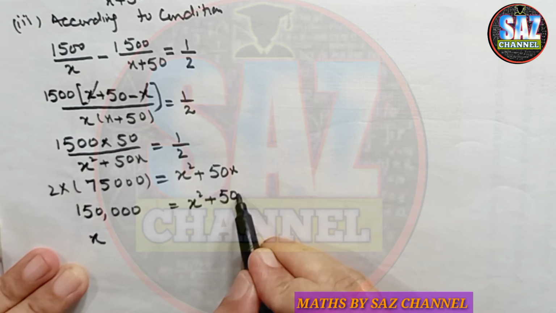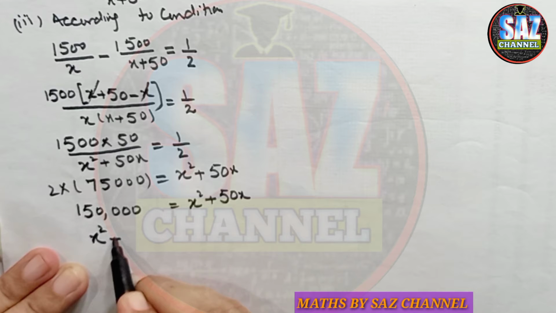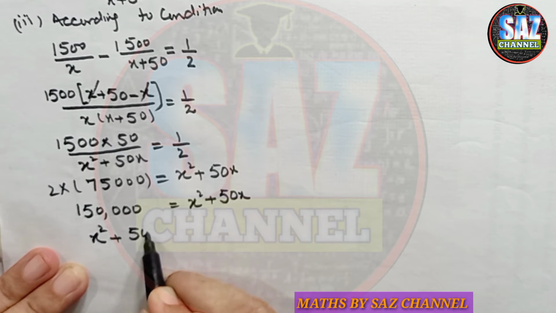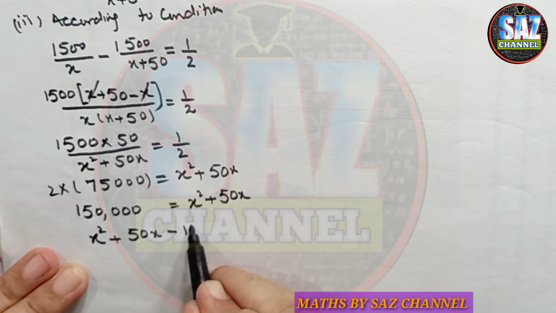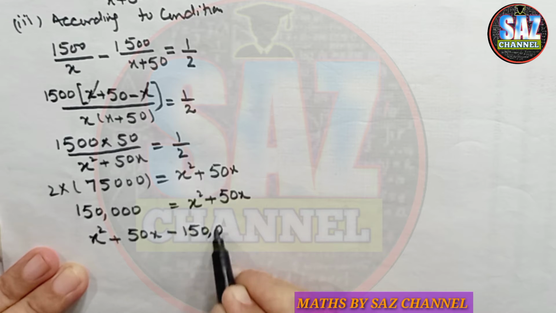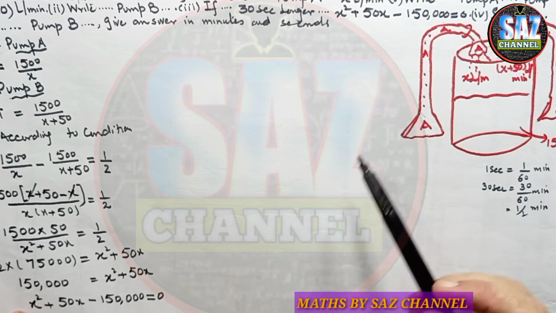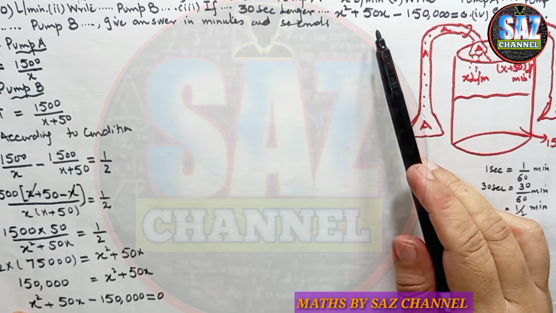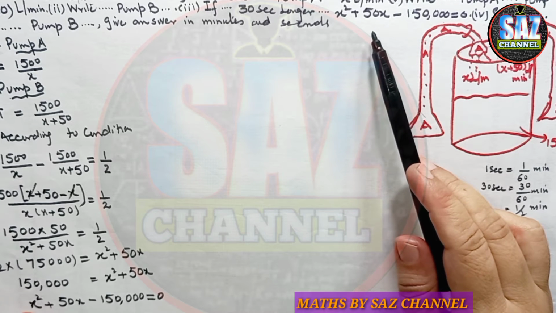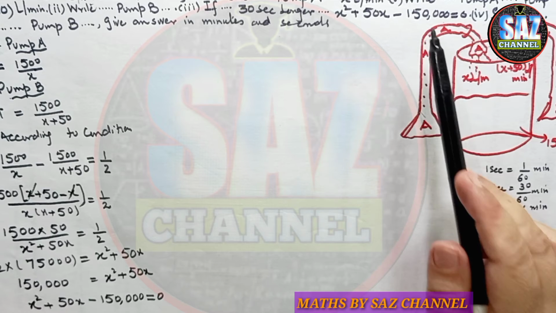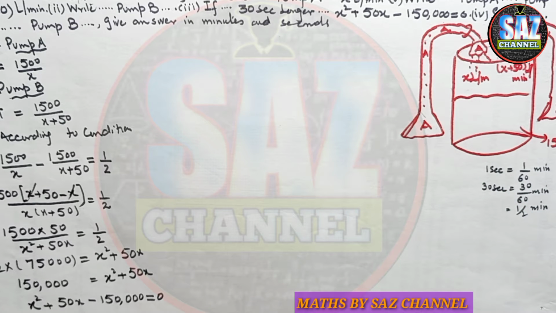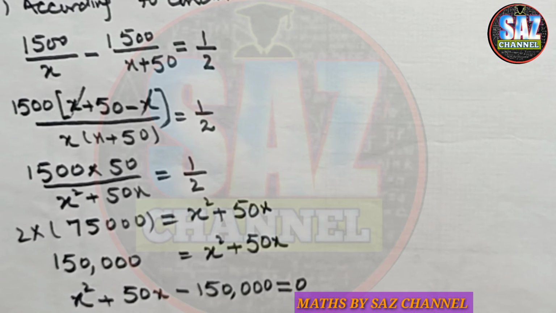Now in order to formulate the equation, I have to shift all terms to the same side. So the equation will take the form x square plus 50x minus 150,000 equals 0. Compare this equation with the equation given in the question. That equation reduces to x square plus 50x minus 150,000 equals 0. It means our equation is correct and it is the required equation.